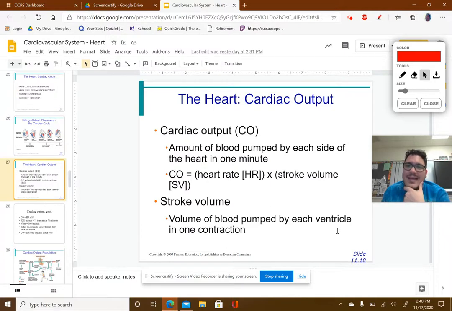Next, we can talk about cardiac output. It's a little bit of math. I know people don't like math, but it's not that big of a deal. It's the amount of blood pumped by each side of the heart in 1 minute. So in 1 minute, how much blood is being pumped? That's what we expect to see.